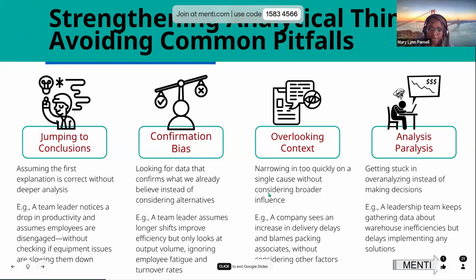So for example, you have a team leader who notices a drop in productivity and assumes that employees are disengaged without checking to see if equipment issues are slowing them down. It's very clear, this is what's happening. Confirmation bias really speaks into some of our personal bias, that we look for data that confirms what we already believe instead of considering alternatives. So this is where sometimes experience or routine will get us in trouble, because a team leader may assume longer shifts improve efficiency, but only looks at output volume, ignoring employee fatigue and turnover rates.